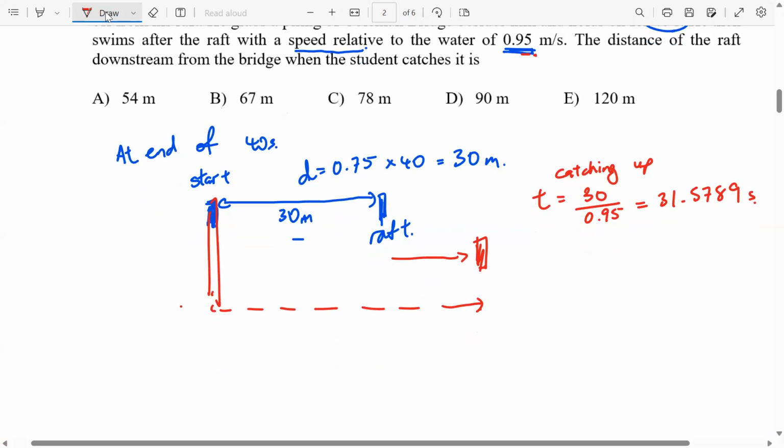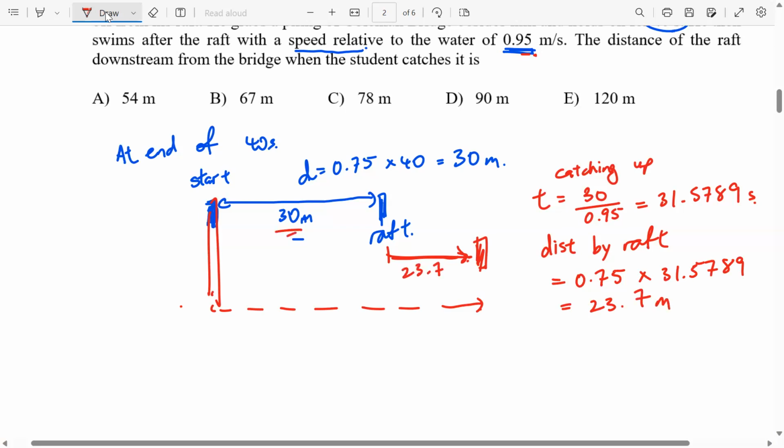So now that you have this time, this is the extra time for this red color here. What's the distance traveled by rough? And this will be 0.75 times 31.5789. This should give you 23.7 meters. So we know that this is 23.7. This is 30. So the total distance is 30 plus 23.7. So it is 53.7, or rounded off, it's going to be 54. Okay, so answer is A.